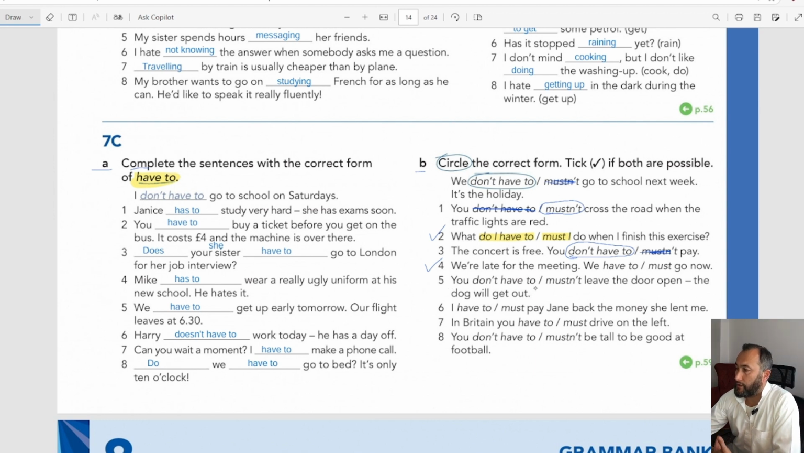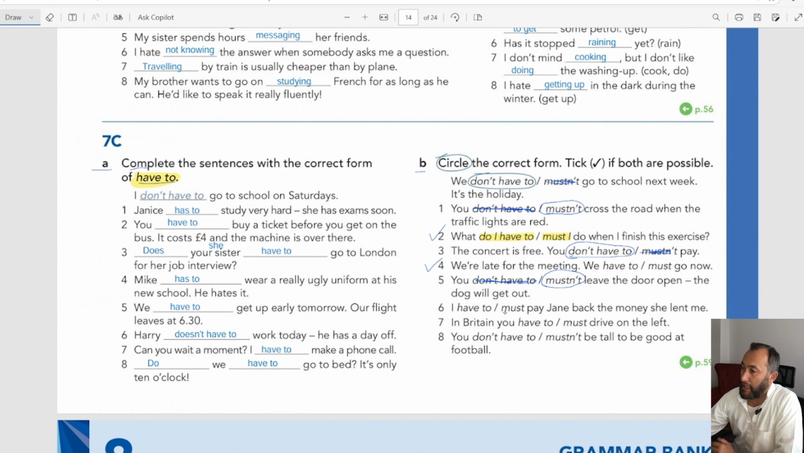Number 5: you don't have to or you mustn't leave the door open. They're totally different. Don't have to and mustn't, they're totally different. So one must be correct. The dog will get out. I don't want the dog to get out. So you mustn't leave the door open. Don't do that. Okay?